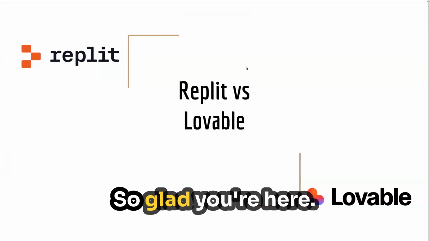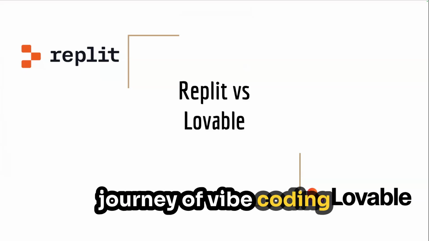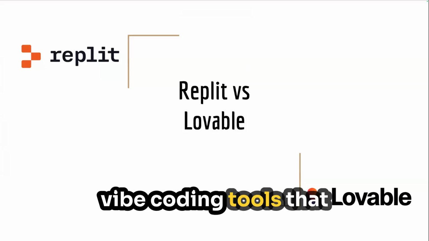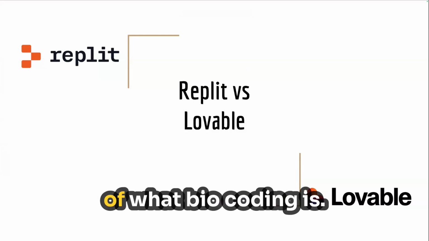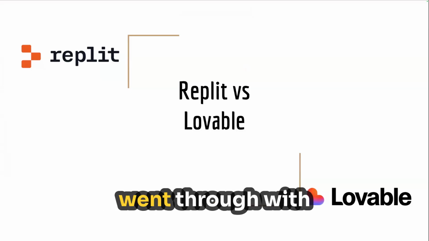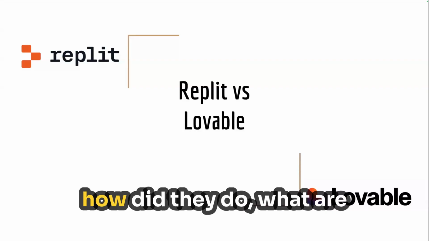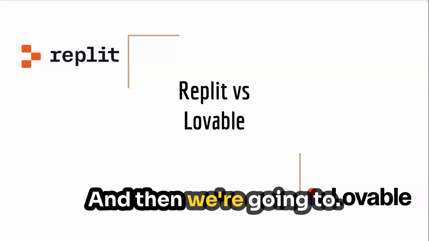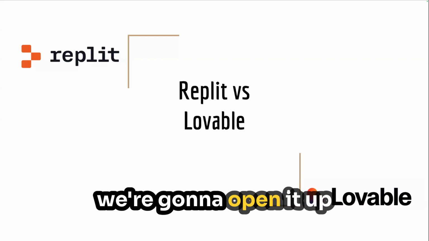So welcome everyone. So glad you're here. We're really excited to be sharing this time with you all to take you on the journey of vibe coding and learning a little more about Replit and Lovable. Those are the two vibe coding tools that we're going to use today. During our time together, we're going to do a brief overview of what vibe coding is, take you on the journey of going through the process of what we went through with our prompts and what each system did. And then we're going to see, how did they do? What are some of the similarities? What are some of the differences? And see how they performed. And then we're going to go through who we think is the winner. And then we're going to open it up for Q&A.